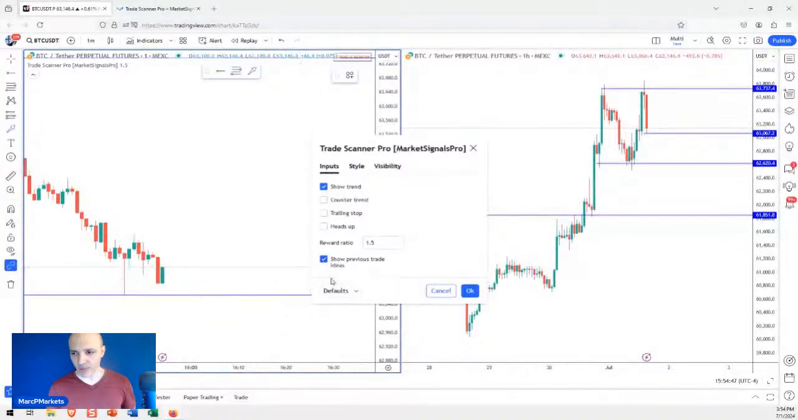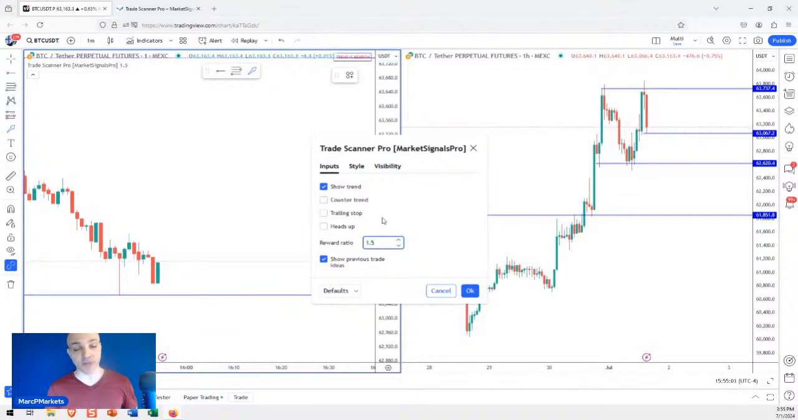But you can see a couple of things here. We have show previous trades, which you could turn on and off, and that shows previous trades. It's pretty self-explanatory. You have reward ratio. This is where you change your reward risk ratio. It's set to 1.5, which means 1.5 to 1. You can change this to 2 to 1. You can change this to 1 to 1. You would change that based on your expectations if you were more advanced. If you're a beginner, don't worry about it. You don't have to change it.